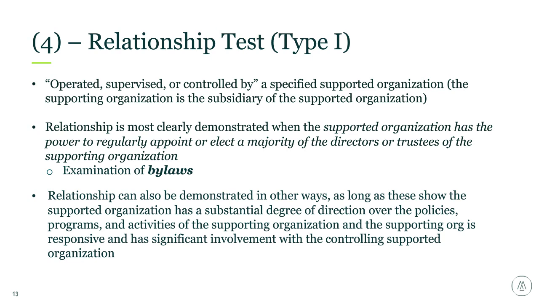It should also be noted that the relationship for Type 1 organizations can also be demonstrated in other ways, as long as these show that the supported organization has a substantial degree of direction over the policies, programs, and activities of the supporting organization, and also that the supporting organization is responsive and has significant involvement with the controlling supported organization. Now, this really isn't that common, but it is still prudent to highlight that there is this alternative relationship structure for Type 1 organizations available. But typically, we don't see that too often.